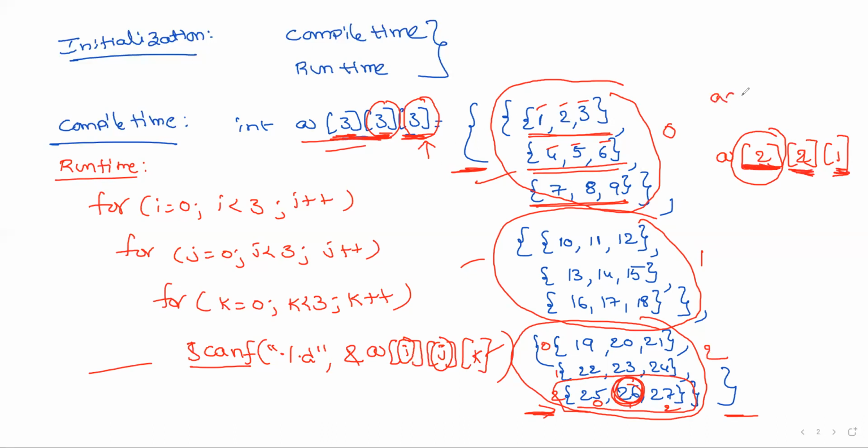In that 2D, the 1D position, and in that 1D the scalar element, that is the individual element. This is the way to access the array elements in a multi-dimensional array.